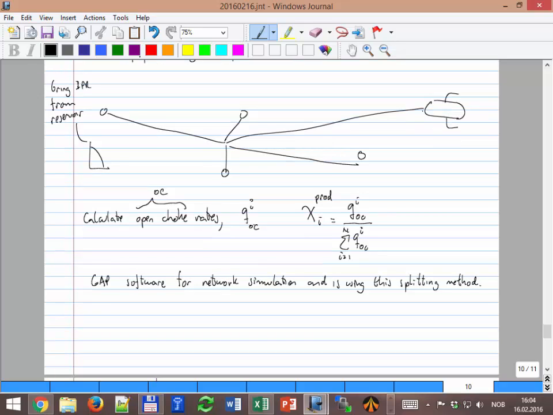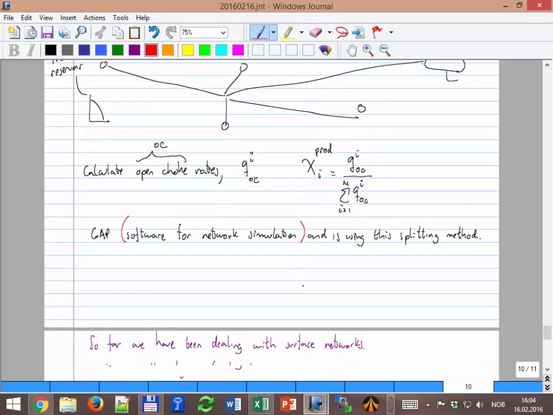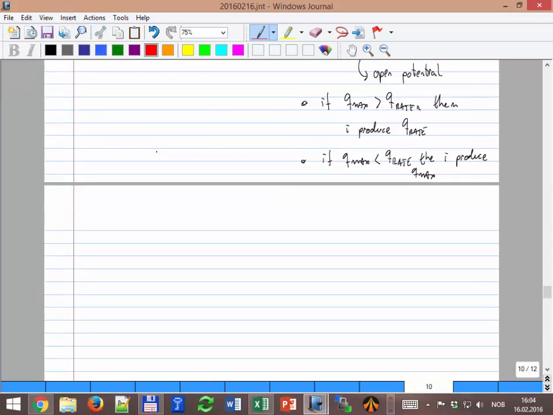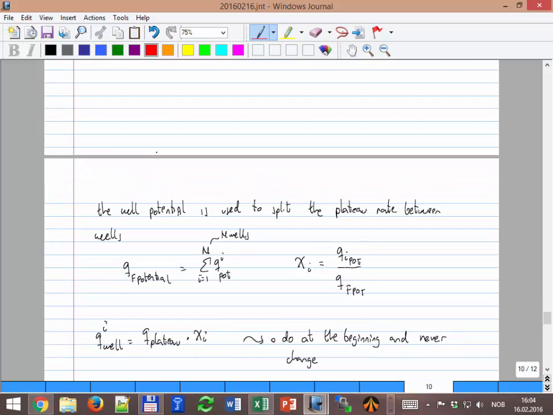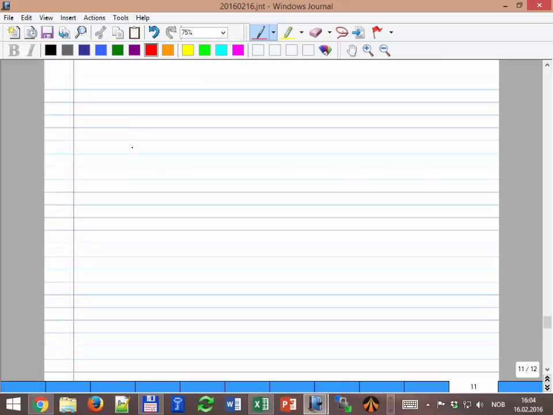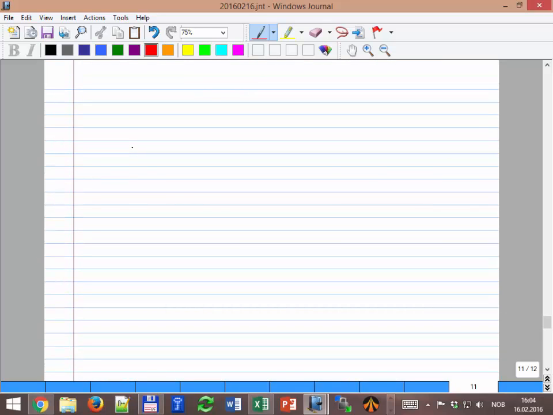GAP is a software for network simulation and is using this splitting method to split the rates. And now we go to an approach that maybe in your generation you will have to use. Some people are using model-based optimization to try to find out the best rate. That's kind of the future, and more and more companies are doing it nowadays, and you have to be aware of that.